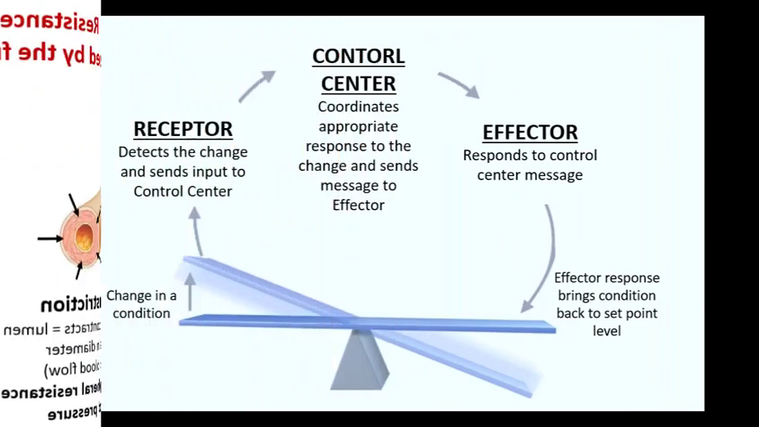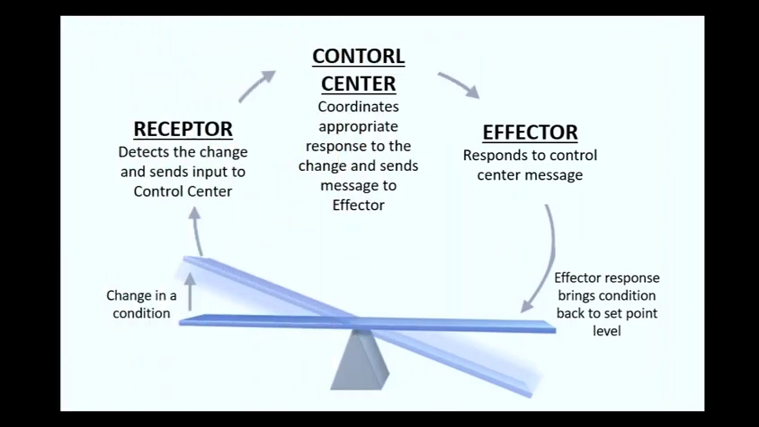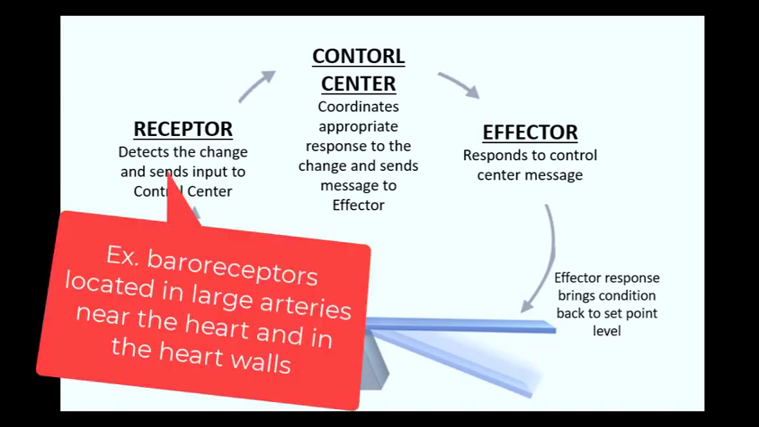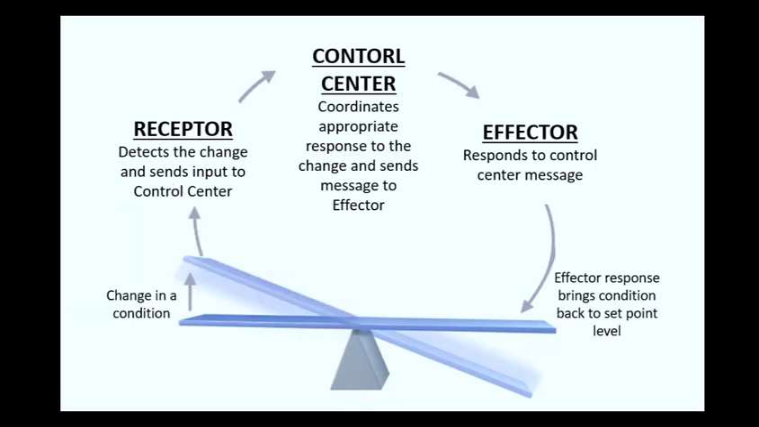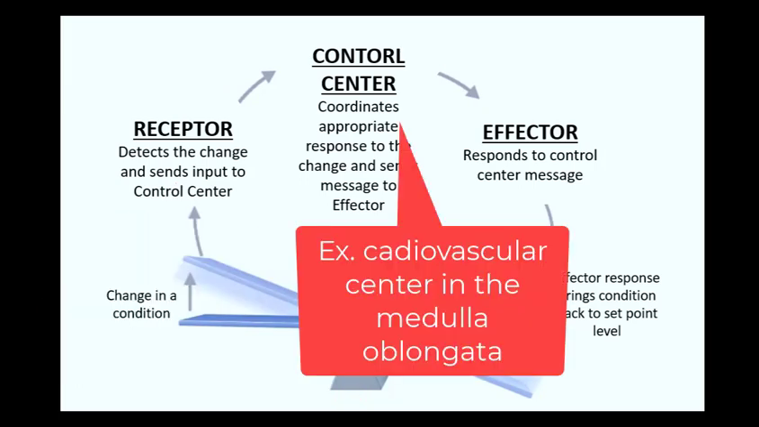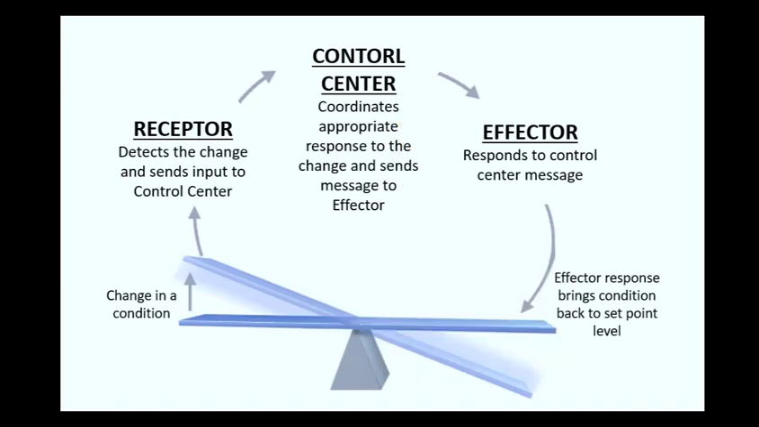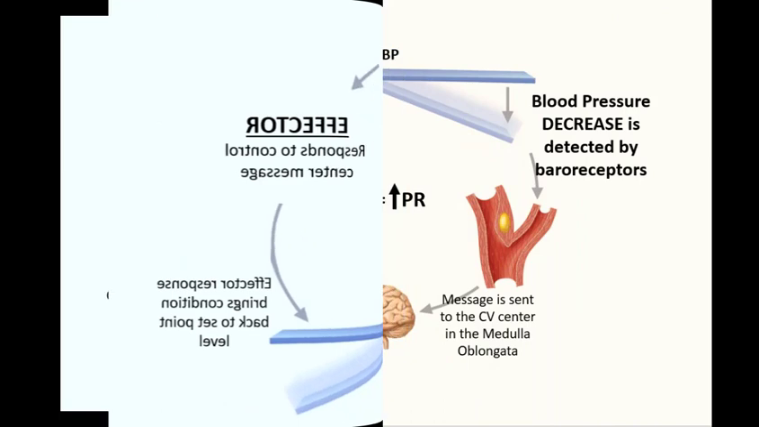Before we continue, let's recall that homeostasis requires a receptor, control center, and an effector. Very important blood pressure receptors, that is, baroreceptors, are located in the walls of the heart and the large blood vessels. And one of the major control centers for blood pressure is found in the medulla oblongata of the brain. Let's put a few of those things together.